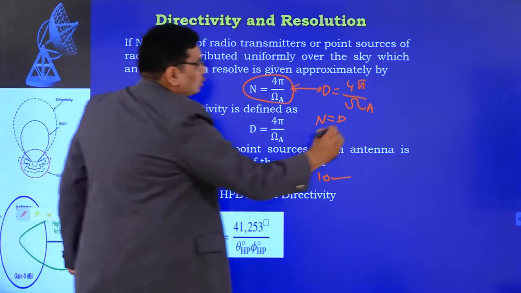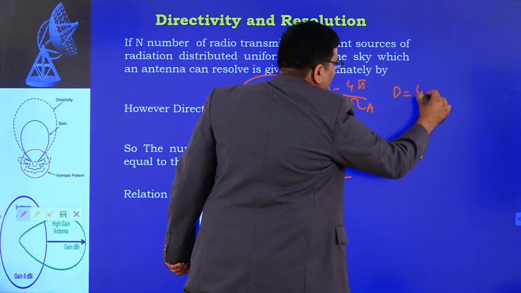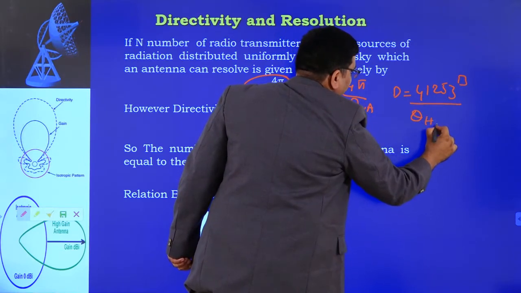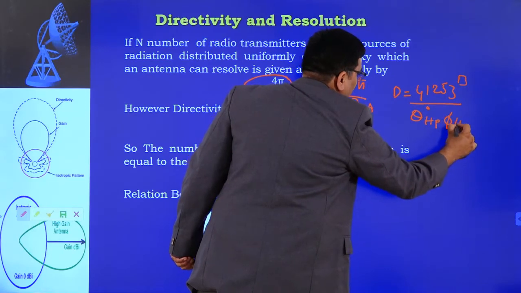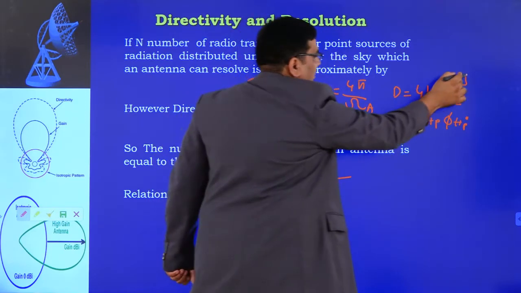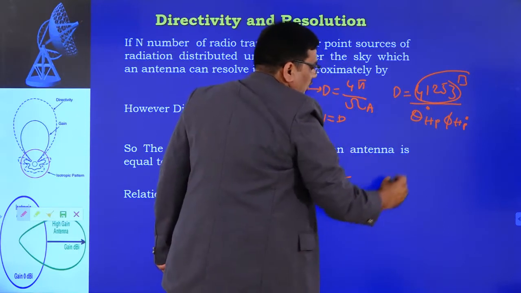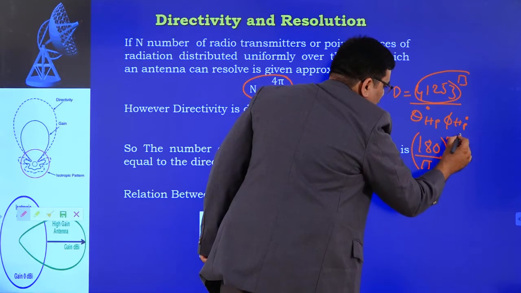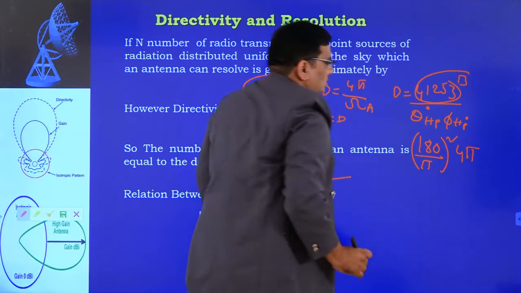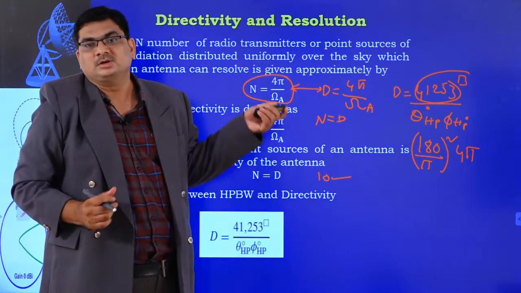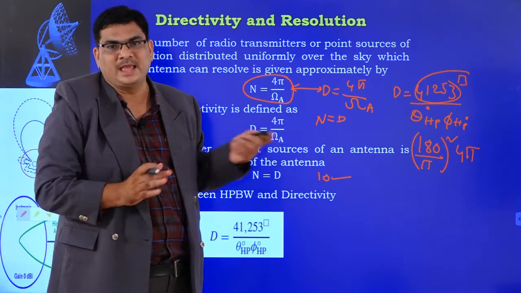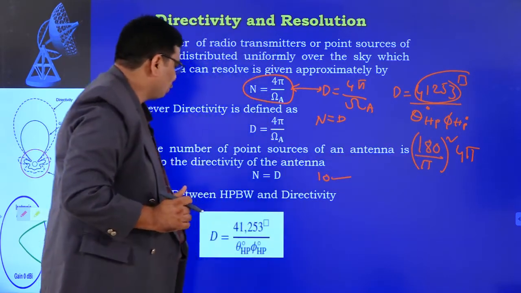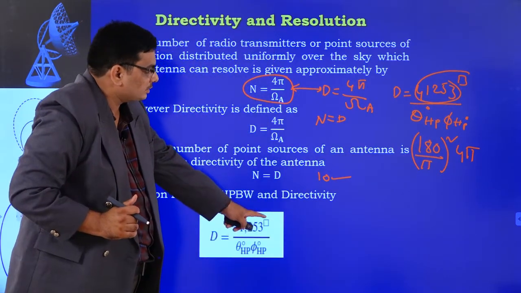So D is equal to 41253 square degrees by theta HP in degrees and phi HP in degrees. How do we get this? 41253: 180 by pi, whole square, into 4 pi. That is the formula for the steradian of a sphere. So 180 by pi whole square into 4 pi is equal to 41253 square degrees.